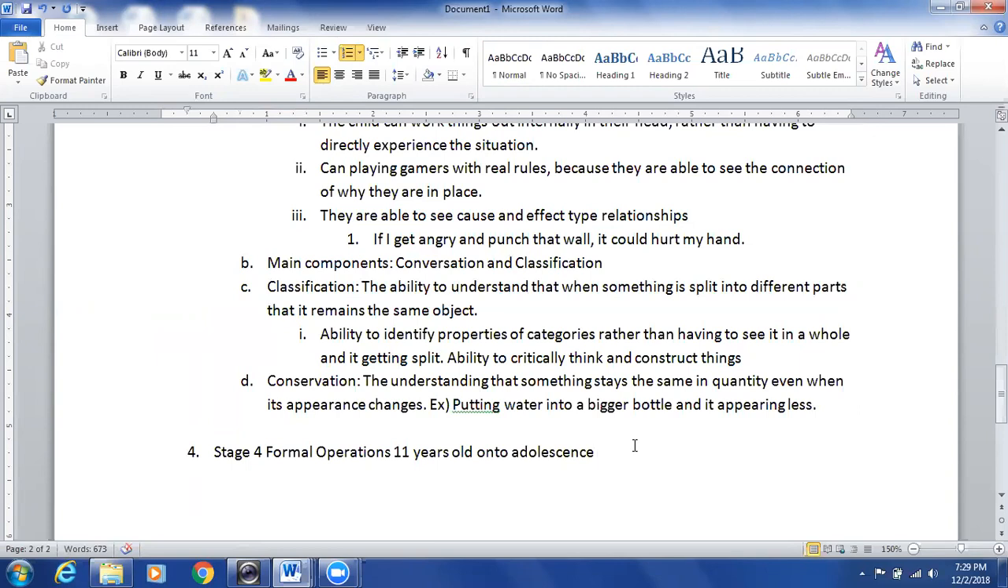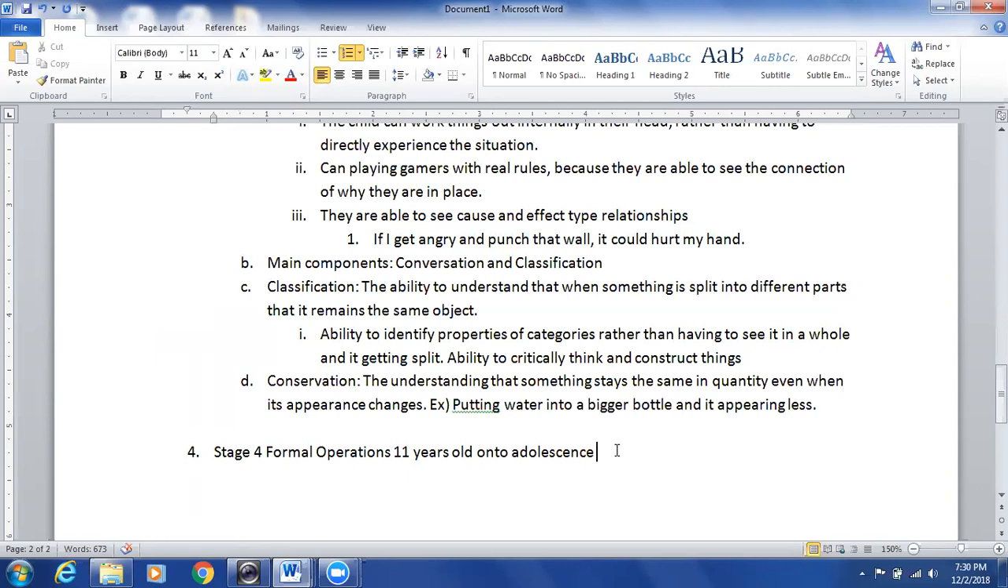Okay, if a child has a candy bar and it's broken into several pieces, is this conservation? That'd be classification. Yes, that'd be classification, Chrissy.